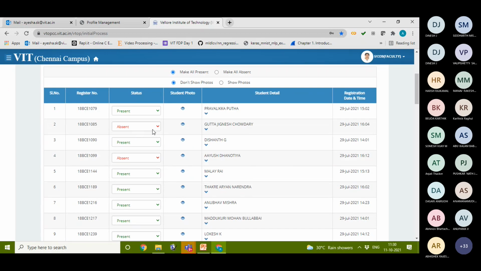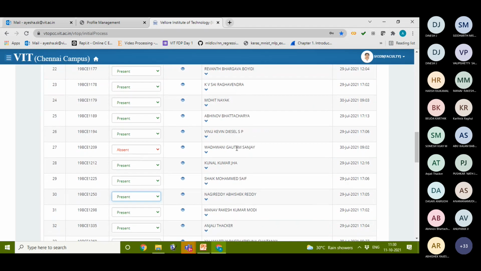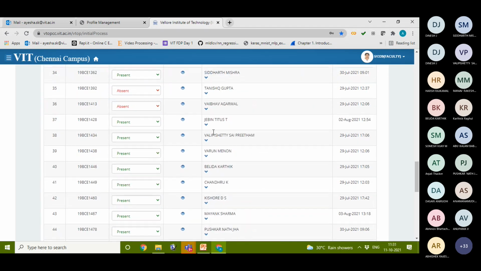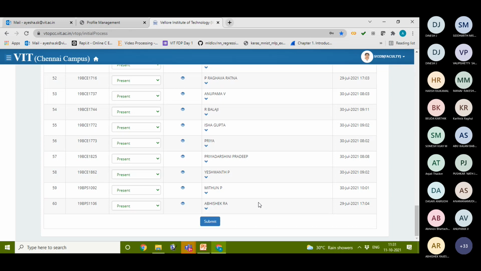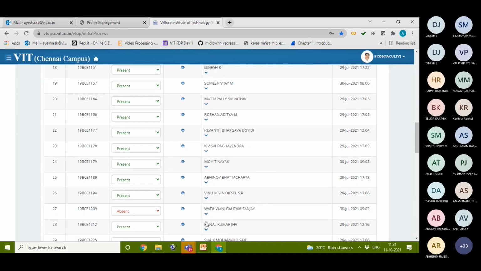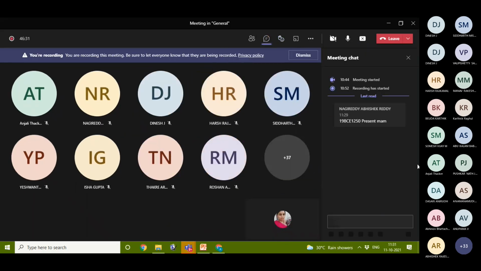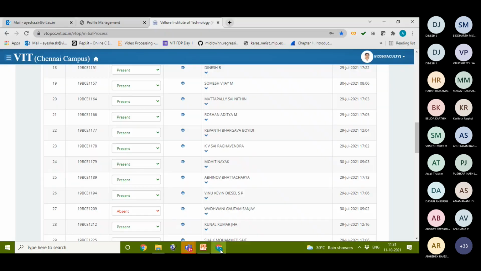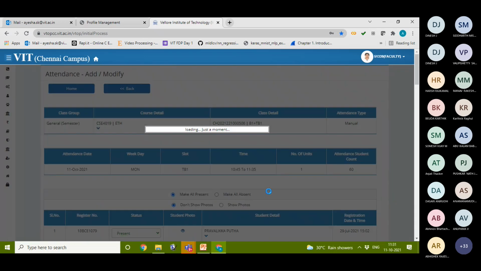Okay, see the absentees now: Jignesh Chaudhary, Ayush, Gautam, Sanjay, Tanish Gupta, Vaibhav Agarwal. Anyone there? Has anyone given a message in the chat box? Submitting my permission. Do we have any queries now?